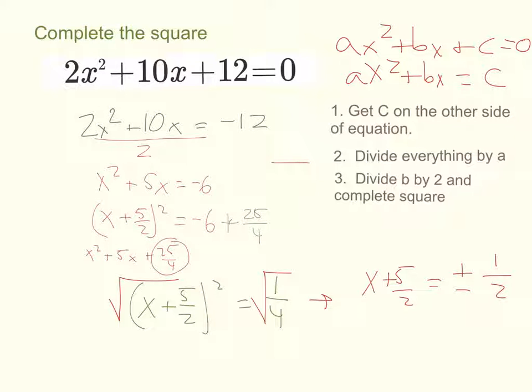There's going to be two outcomes. We're going to say that x is equal to negative 2, and x is equal to negative 3. And we just solved by completing the square.